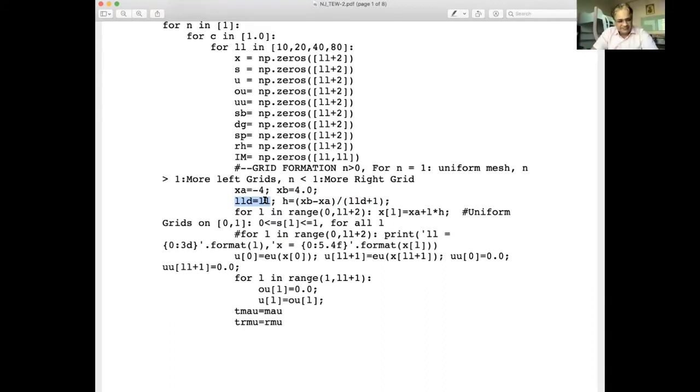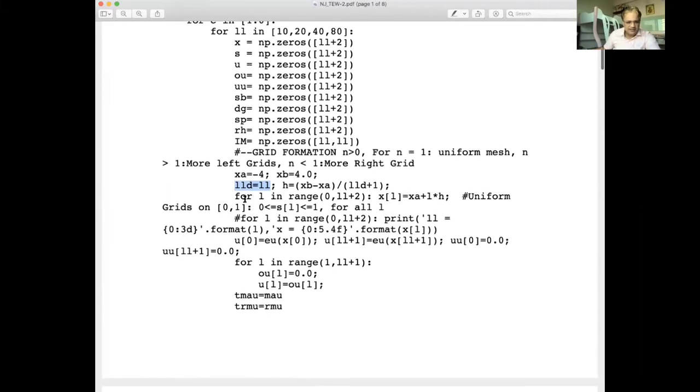Mathematically also it is assigned, and h is the step size. So here, for L in the range 0 to LL plus 2, range is a command that will assign values from 0 to LL plus 2, but LL plus 2 is excluded. So you will get points 0 to LL plus 1 only. The last number in the range is not calculated. So we will get x0, x1, x2 up to xLL plus 1. In this way, I have got the grid here.